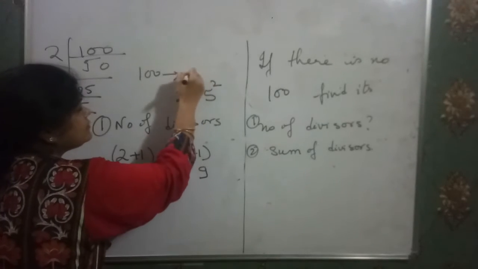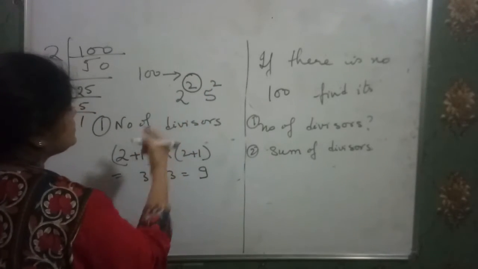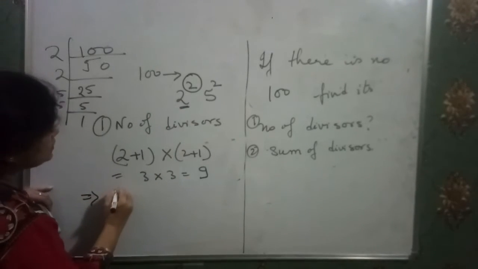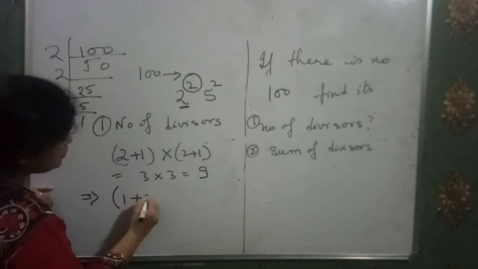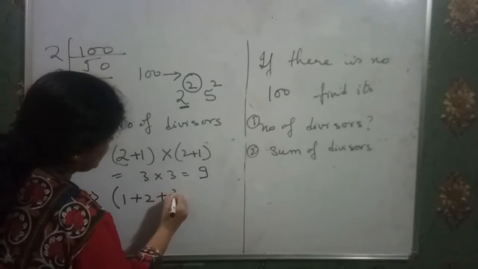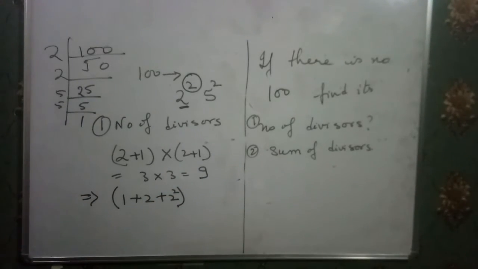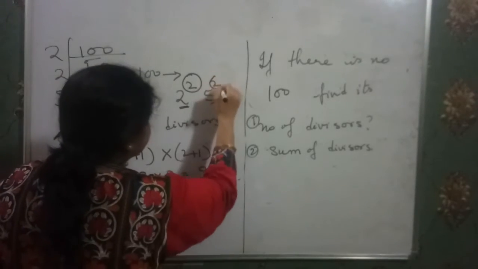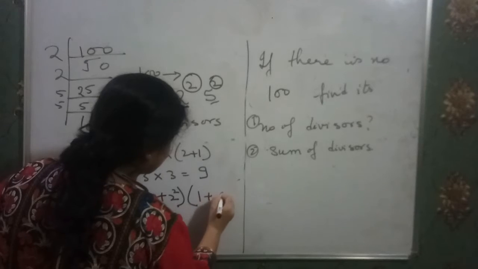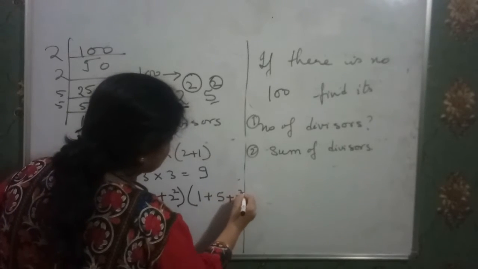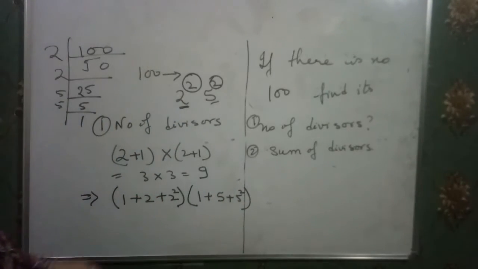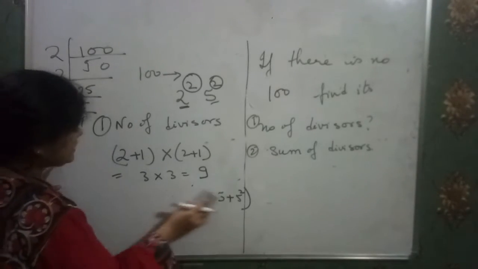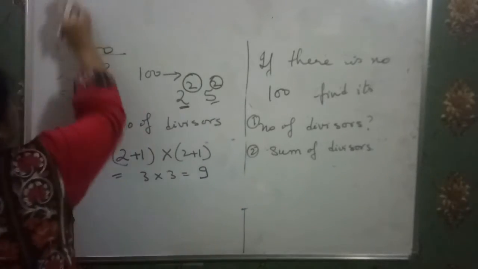Now sum of divisors. We have 2 here, and this is 2 here. So we just write in this way, 1 plus 2 plus 2 square. Then this is 5. So we have, it is again 2. So we write 1 plus 5 plus 5 square. This is sum of divisors. So we have got the answer. I will explain it later, just for a bit of time.